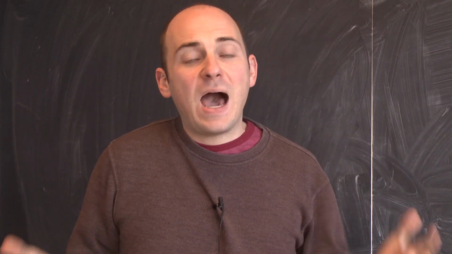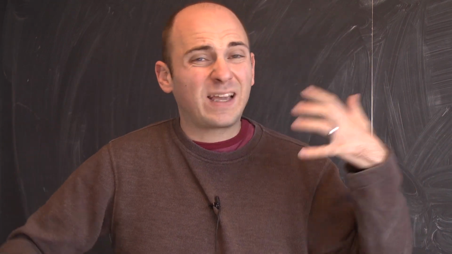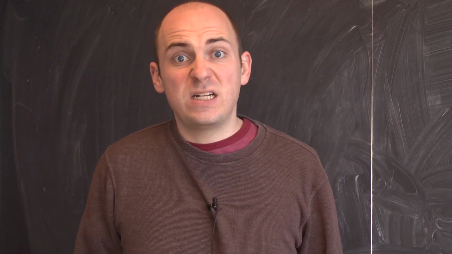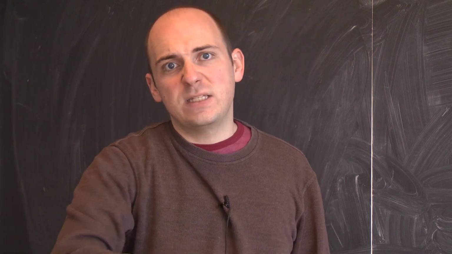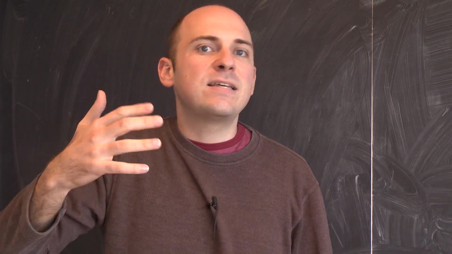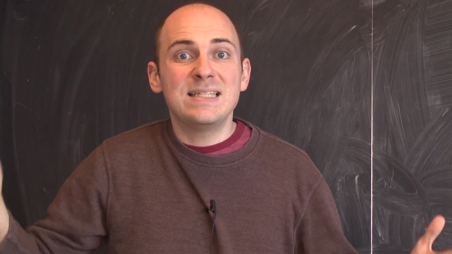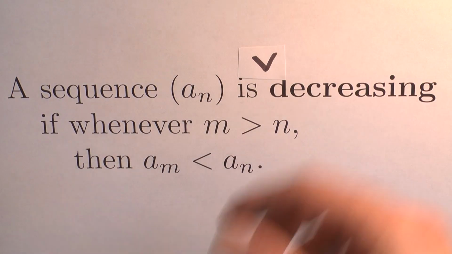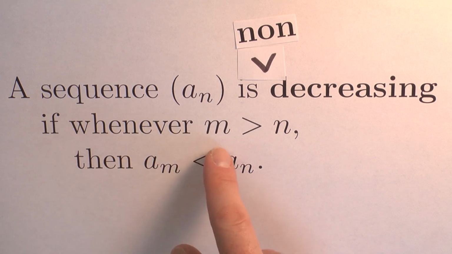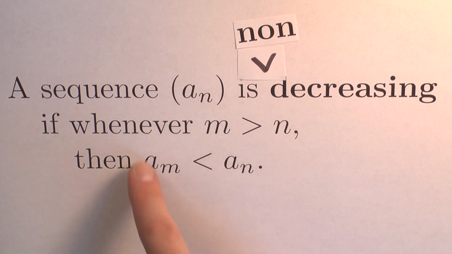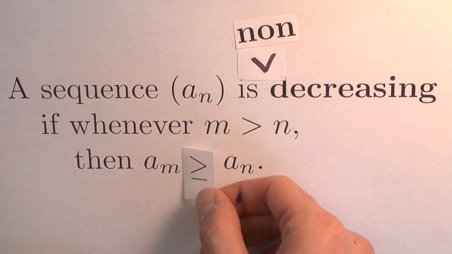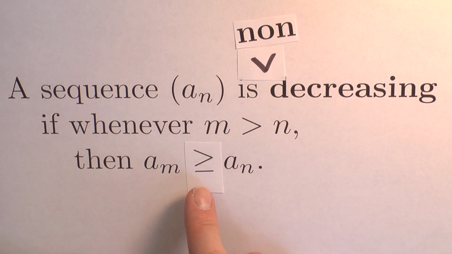Why even bother with all of this? Well, basically, I just want to give definitions for the kinds of qualitative features that we might be interested in. We might be interested in a sequence that's increasing or a sequence that's decreasing. We might also be interested in a sequence which maybe isn't necessarily getting bigger, but at least it isn't getting any smaller. A sequence is non-decreasing if whenever m is bigger than n, then this isn't the case. And to say that isn't the case means instead of less than, it's greater than or equal to.